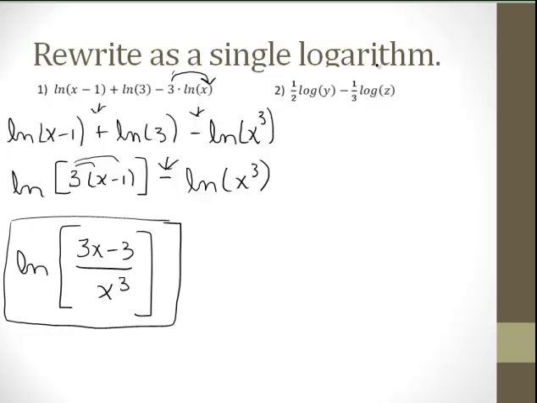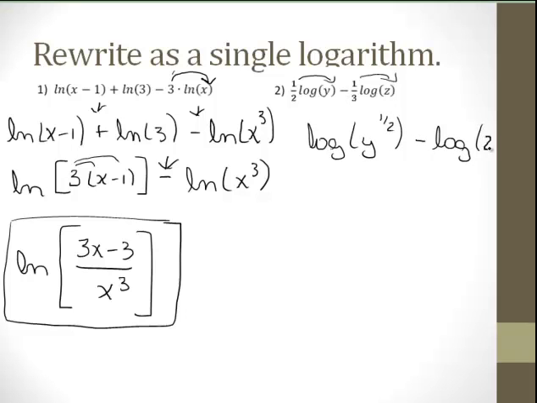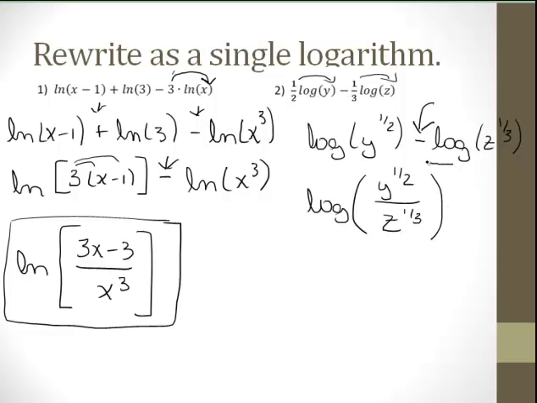Alright, how about number 2? For number 2, we have a number sitting in front of the logarithms for both of these. So we can use that little power rule, move that back up there. So we're going to have log of y to the 1/2 minus log of z to the 1/3. This means what? Divide the arguments. So we have log of y to the 1/2 divided by z to the 1/3.